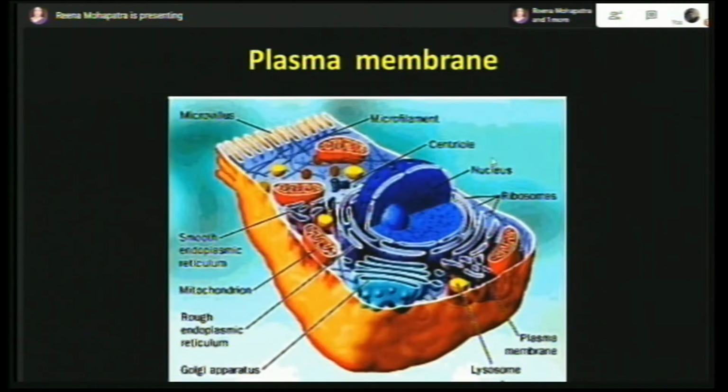Yes, cell wall is non-living. I think I have told you, but plasma membrane is a living membrane. Our living entity is possible because of plasma membrane. So you can well understand how important it is. So this plasma membrane is a thin, delicate structure which remains surrounding the cell.